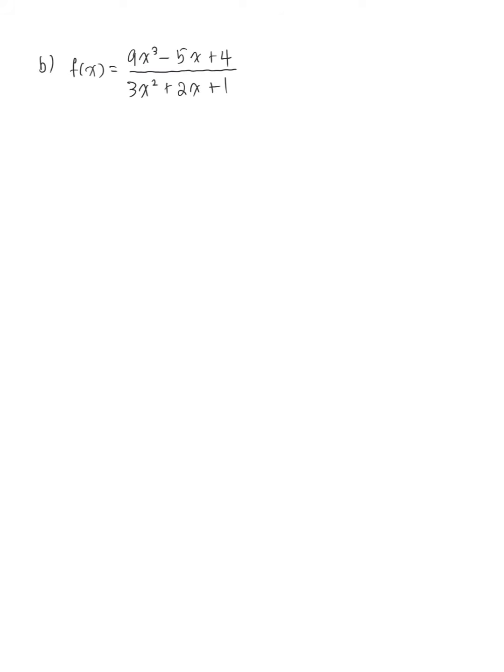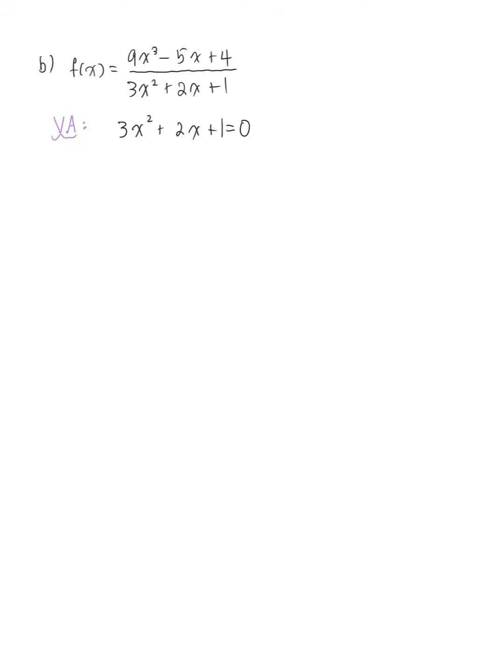Let's do another one. So we have f of x equals 9x cubed minus 5x plus 4, whole thing divided by 3x squared plus 2x plus 1. Let's do this in order, just like what we just did in part A. So let's first go with the vertical asymptote. What we need to do is determine the zero of the denominator. So we're going to go 3x squared plus 2x plus 1, and set that equal to 0.